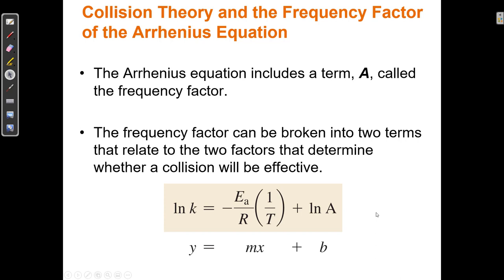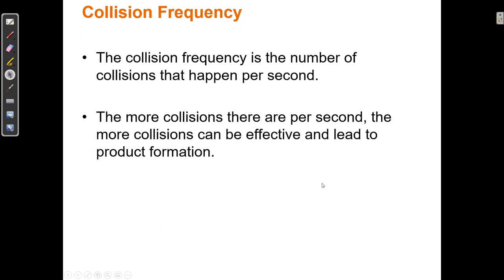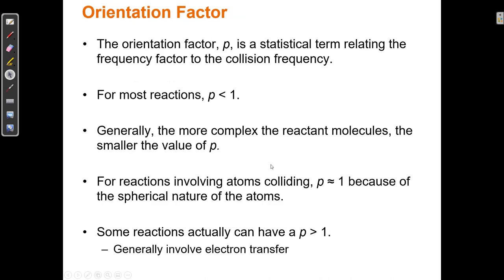So we've looked a bit at this frequency factor A, and we can algebraically look into A even a bit further and show that this frequency factor is a function of two things. The orientation factor P is a statistical term relating to the frequency factor, to the collision frequency. So there are two components of A: how often particles run into each other, and how often those particles have the proper orientation. Generally, the more complex the reactant molecules, the smaller the value of P. As P approaches 1, that means that every collision is going to be appropriately oriented. But as P approaches 0, that means that almost none of the collisions are going to be appropriately oriented, and that a reaction is going to be very rare.